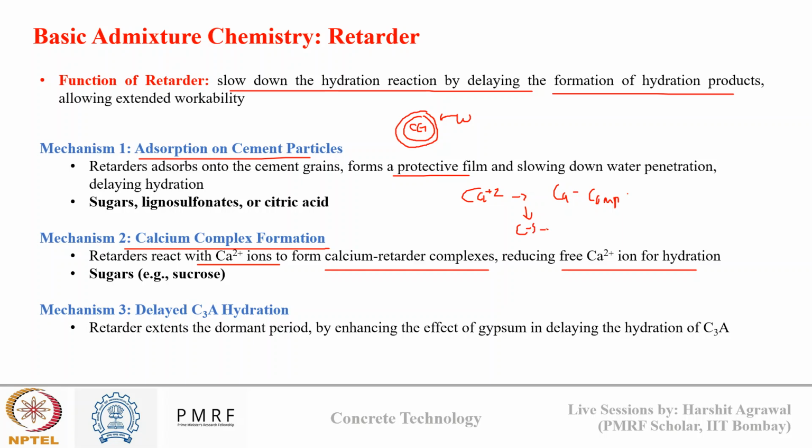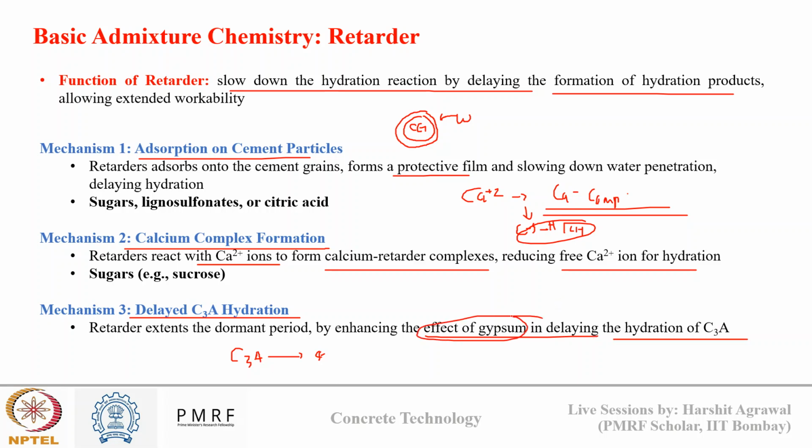It will block the formation of CSH and other hydration products. So since these hydration products are not forming due to the formation of these complexes, my water is still available in the system, which will impart workability to concrete. And third, they delay C3A hydration. So they will delay the C3A from causing setting by enhancing the effect of gypsum in delaying the hydration of C3A. So they will increase the effect of gypsum to block C3A from reacting with water, and in this way also they improve the workability of concrete. Okay, so in any of these three ways it can work.